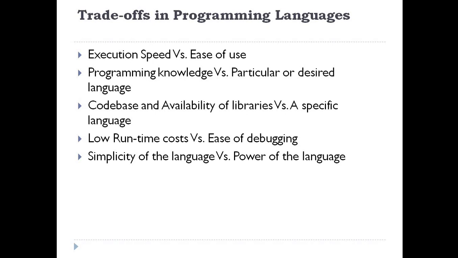Then next, programming language versus particular or desired language. Is the particular or desired language related to a restricted area, or is it available to all? It needs to be checked. Third is code base and availability of libraries versus a specific language. Are various libraries available for the execution, or is it a specific language where fewer libraries are available? How many standard libraries are available? Because various routines, subroutines, and libraries are very important for the execution of the code, as so many inbuilt functions are available in those libraries, and they are helpful to get more accurate results within less execution time.